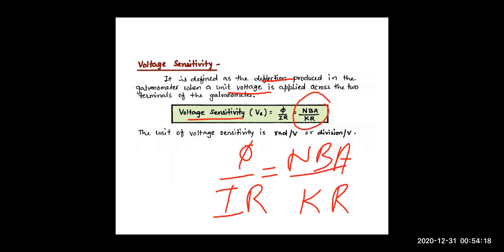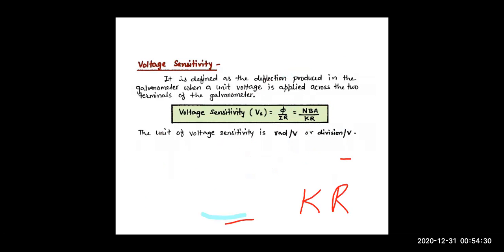So what will be its unit? Its unit will be radian, or deflection, upon voltage. Voltage is in volt. Right, children? So this is your voltage sensitivity. So this is your topic, the moving coil galvanometer. In the coming video, we will discuss the last topic of this chapter. Okay, children?